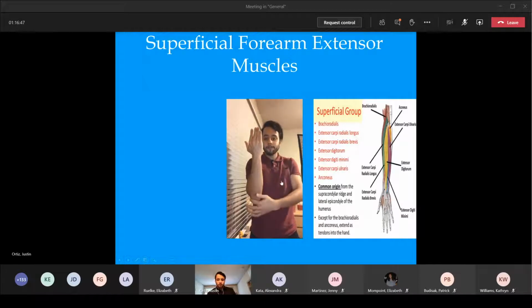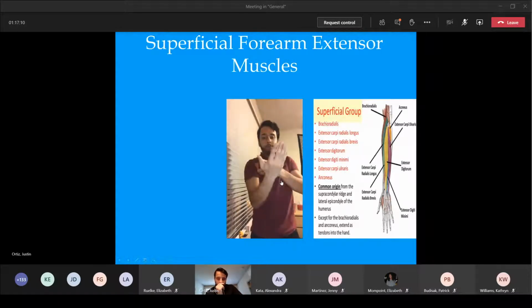The next one is going to be your extensor carpi radialis brevis. To remember that the longus is going to be lateral, think L for longus and L for lateral. So that'll help you remember that the extensor carpi radialis longus is on the lateral side, and then you have the extensor carpi radialis brevis, which is slightly medial. The next one, we just talked about the thumb because these were all going to be on the radial side, so you can hide your thumb.